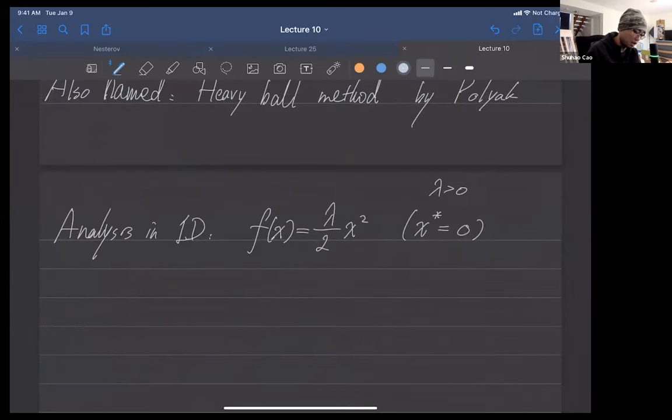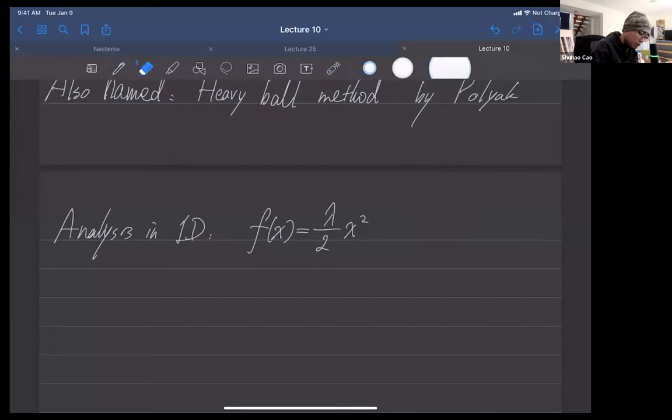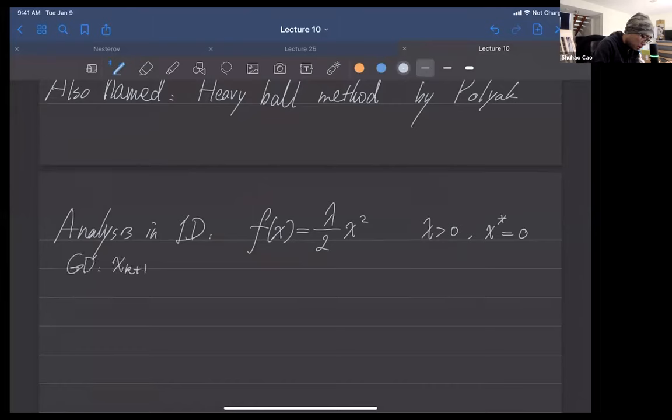So let's go back to the 1D analysis. By the way, lambda is a number greater than zero. And we know that x star, which is a local minimum for this function, is zero. We want to analyze this. So we write down gradient descent, which is nothing but x_k minus alpha f prime of x_k. So this is x_k minus alpha lambda x_k.